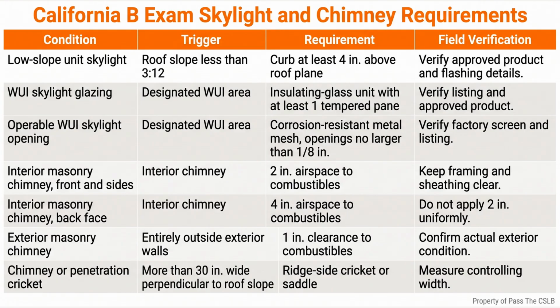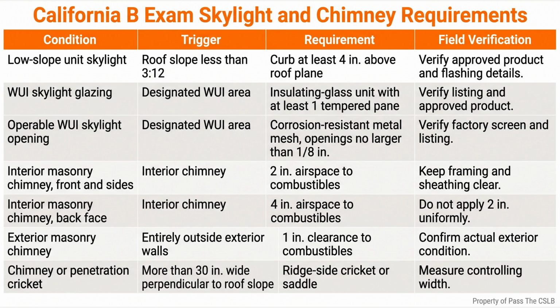I do not claim that every missing cricket guarantees a leak, but it removes a required water diversion feature and can lead to pooling and rework. For a chimney exactly 30 inches wide, the wording "more than 30 inches" has not been crossed. For a chimney 31 inches wide in the controlling direction, it has. That is the kind of threshold language I read carefully in plans and code requirements.